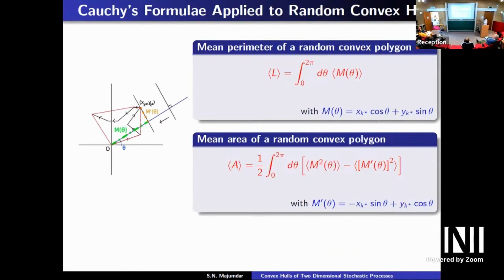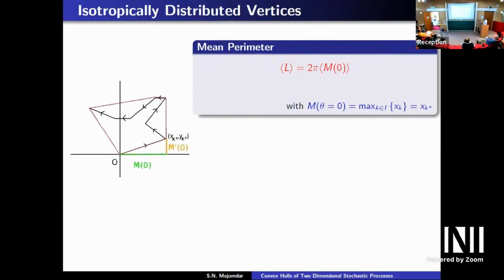Now, you can use this for Brownian motion or random walk. You have one additional property, which is isotropy: the joint distribution of these points is invariant under rotation, right? Therefore, the integral over 2 pi of M theta d theta just becomes 2 pi times the expectation value of M of theta equal to 0. But theta equal to 0, you see, is just the maximum of the x coordinates, right? So essentially, you have reduced this problem to a one-dimensional problem.